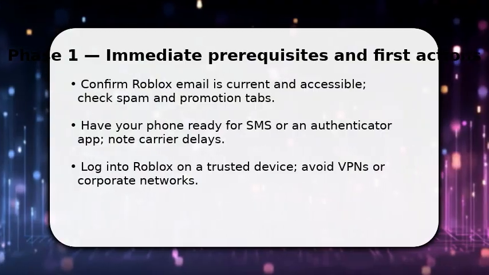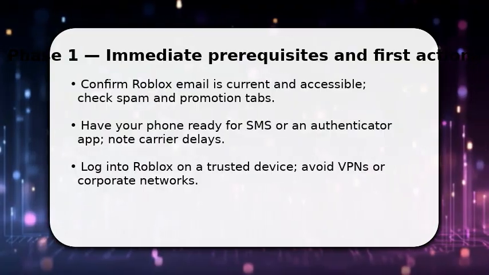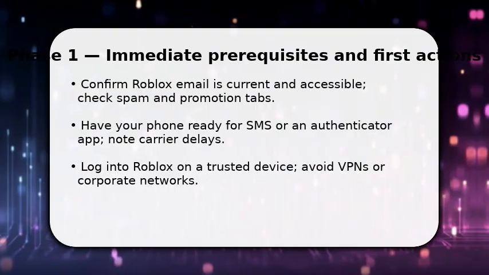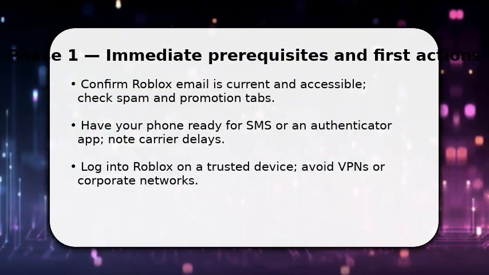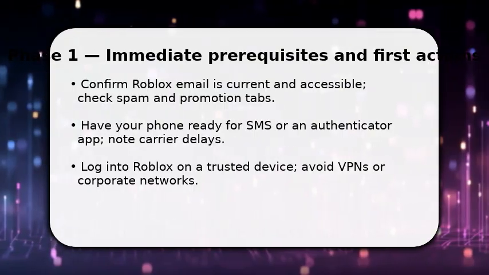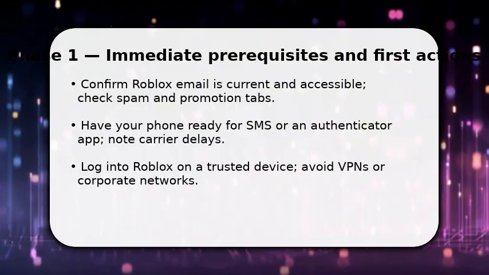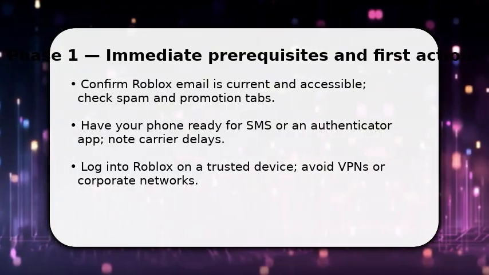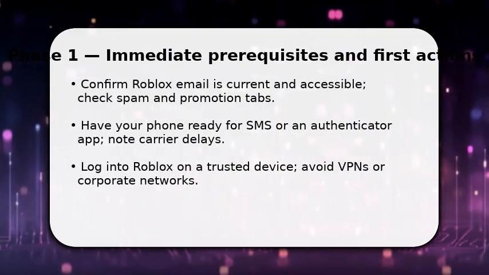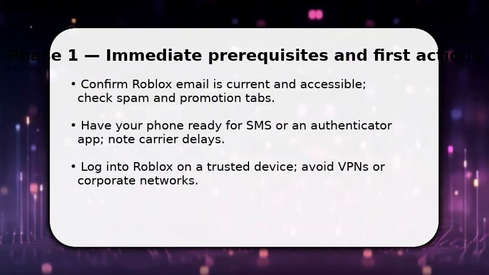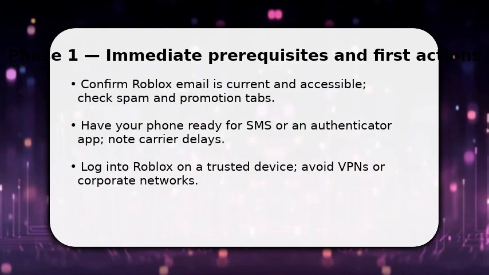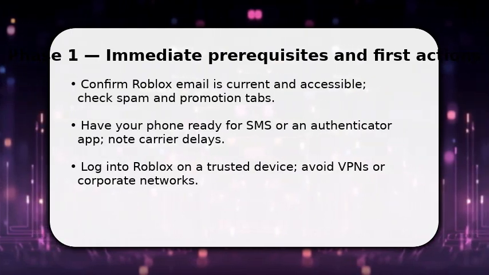You start by confirming the essentials. Make sure your Roblox account email is correct and you can open messages. Check spam. Once done, prepare your phone. Decide between SMS or an authenticator app because each method behaves differently. SMS can be delayed by carriers. Next, sign in on a trusted device without a VPN or corporate firewall, since these can block verification traffic. Doing these first avoids common connection and message delivery failures, so you can proceed to enable two-step securely.